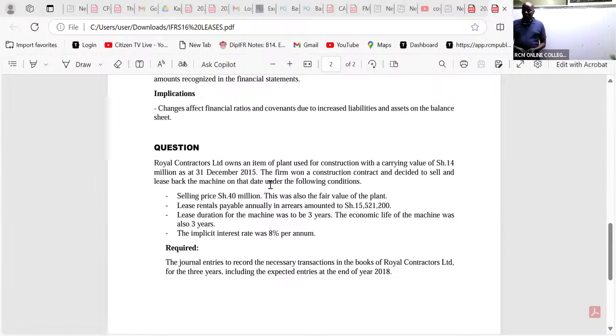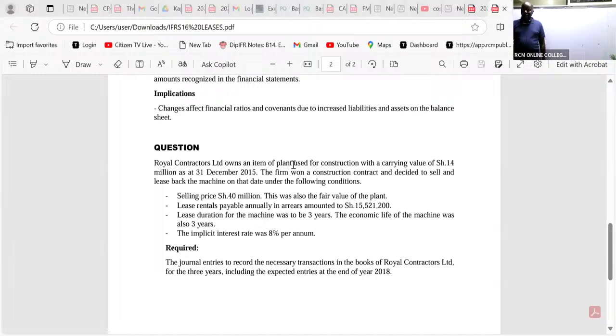Lease rentals payable annually in arrears amounted to 15,521,200. Lease duration for the machine is 3 years. The economic life of the machine was also 3 years. The implicit interest rate was 8% per annum. So they want us to give them the journal entries to record the necessary transactions in the books of Royal Contractors. Now remember, in this arrangement, Royal Contractors is a lessee.